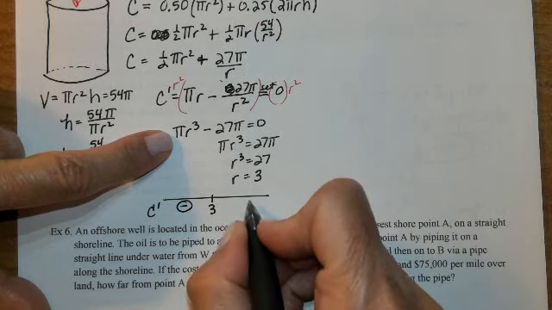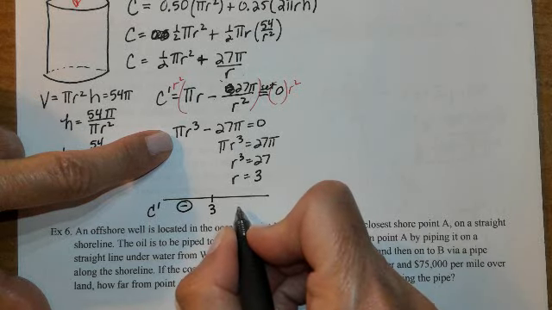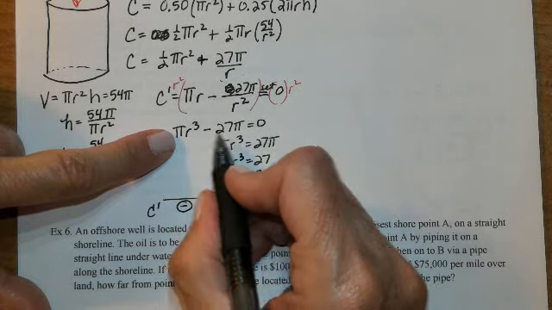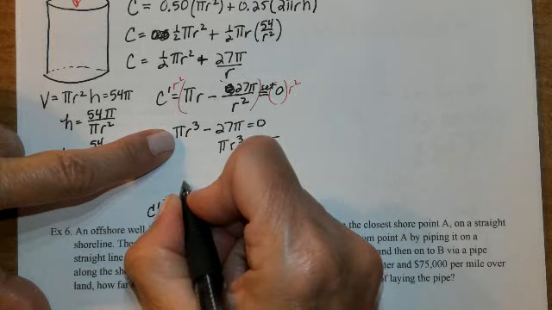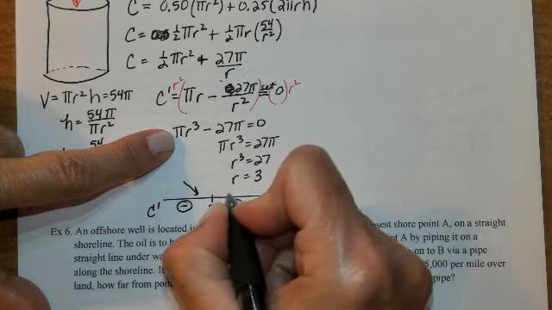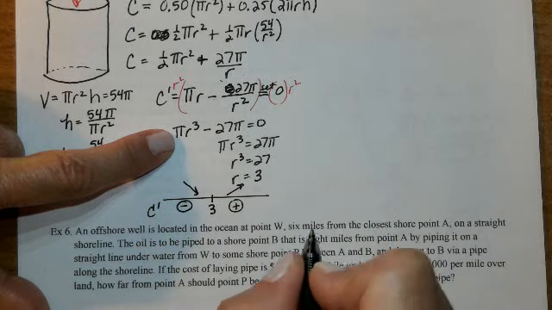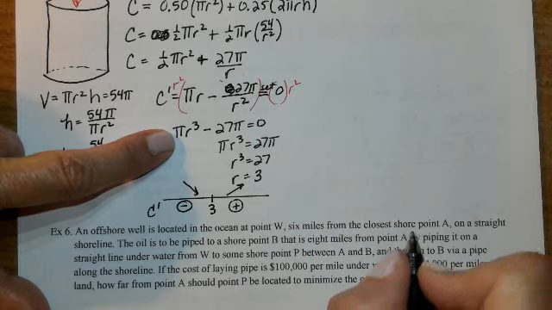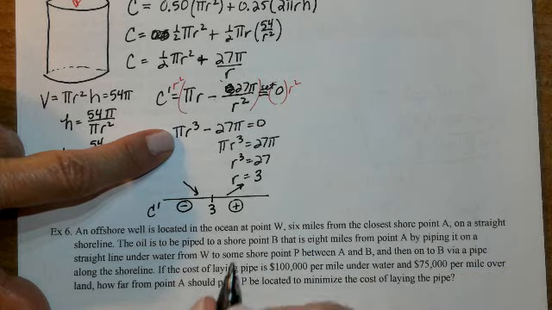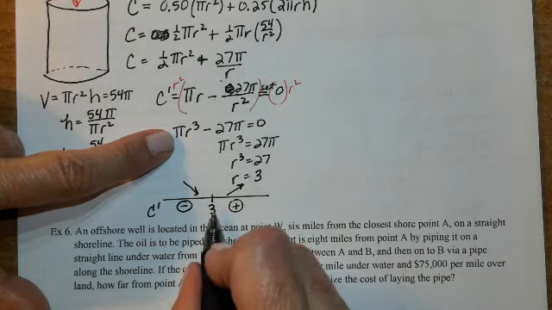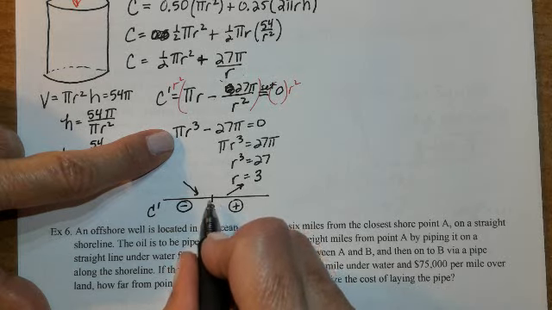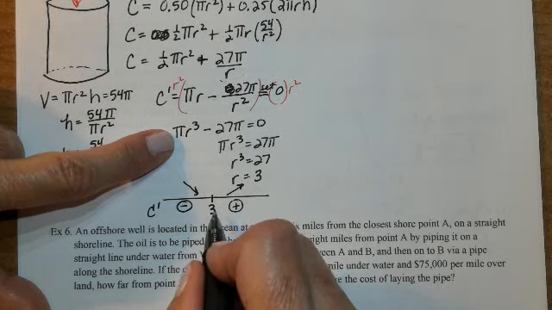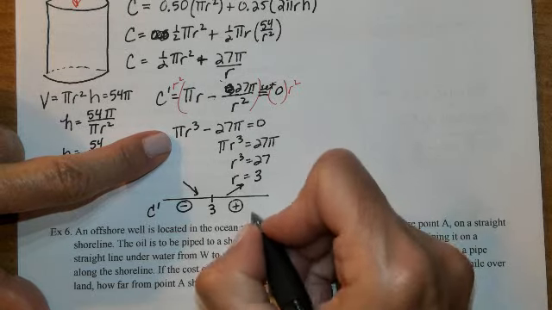If we put a 4 in for R, we get a positive. So yes, the cost went from decreasing to increasing there and only there. Like that other problem, there and only there. So not only is it a relative min, it's also an absolute min. Okay?